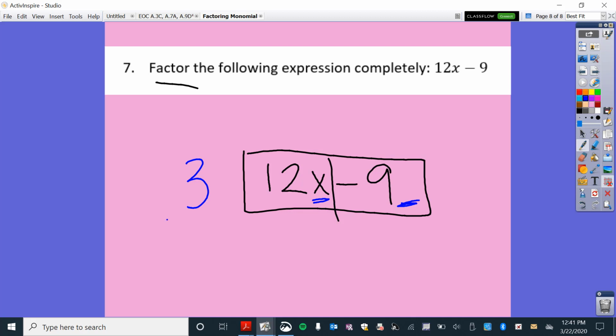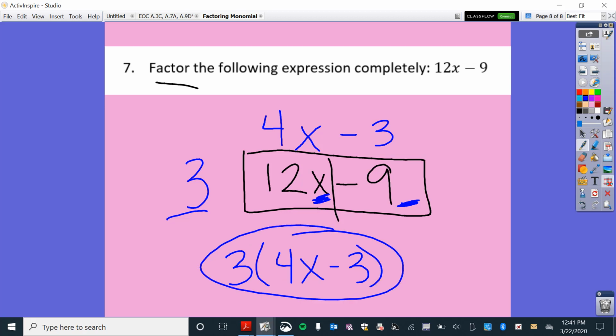So we have 3 times what on top equals 12? Well, 3 times 4 is 12. I have an x in this box. I still need that x, so I'm just going to bring it up because I have none over here on the left-hand side. Then I have 3 times what on top is negative 9? Negative 3. I have no x inside. I have no x on the left, so we're good. So I just write my GCF, parentheses, what's on top, which is 4x minus 3 as my answer.